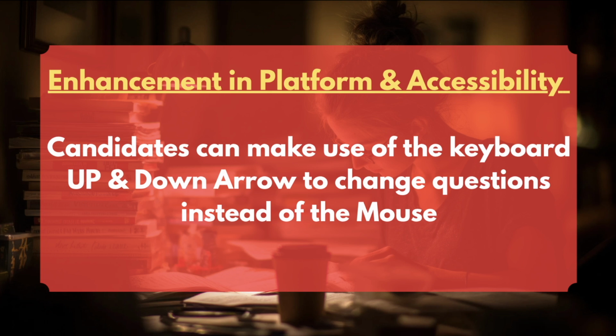So as per the latest update, candidates can make use of the keyboard to change the questions up and down instead of the mouse, which means earlier candidates used to make use of the mouse every time. For example, if during the 5th question, a candidate wishes to check the 4th question, he or she has to make use of the mouse. Same goes with the 8th question, 9th question or any question to check the previous or the next question. Candidates earlier used to make use of the mouse, but now they can make use of the arrow up and down buttons to change the question, which makes it more convenient for users during the exam.